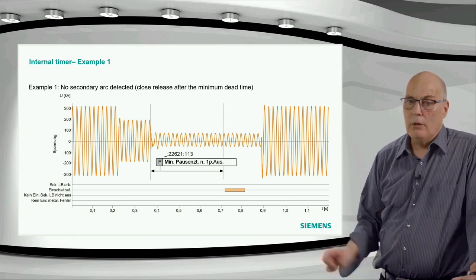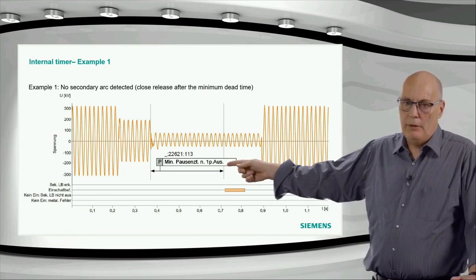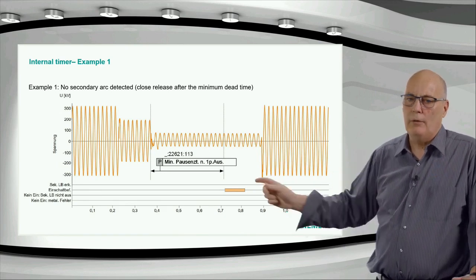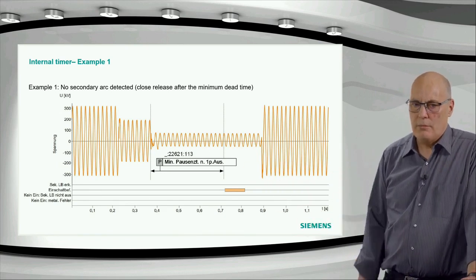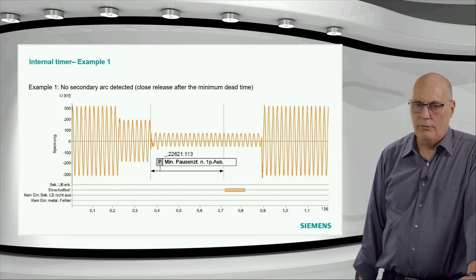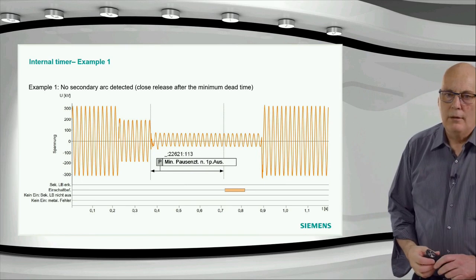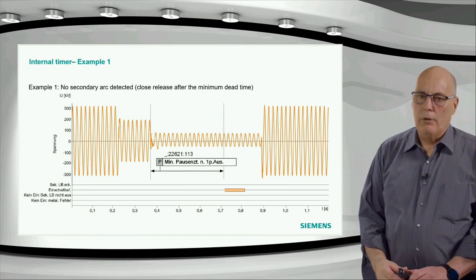You need to wait the minimum dead time. That's why we have a minimum dead time, because it could be that the secondary arc is there for an extremely short time only, and you don't want to stress the breaker by reclosing within 20 or 50 milliseconds. So typically around about 150 millisecond minimum closure time.